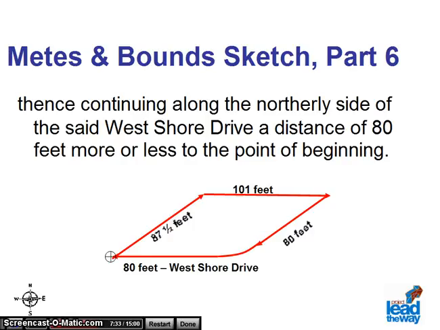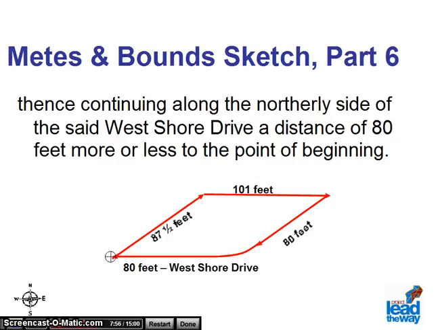Thence continuing along the northerly side of said West Shore Drive, a distance of 80 feet, more or less, to the point of beginning. As you see, creating a sketch of the property which was described using the Metes and Bounds system is nothing more than following a set of step-by-step directions.